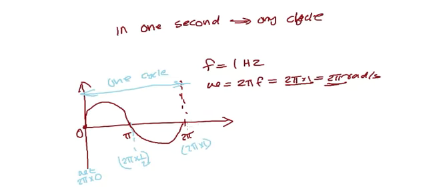And at 1.5 seconds, what will be the value? At 1 second it will be here. At 0.5 second it will be here. And at 1.5 seconds, 2 pi into 1.5. And at 2 seconds, 2 pi into 2, that is 4 pi. Understand?